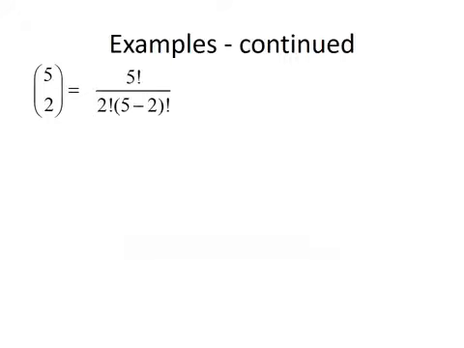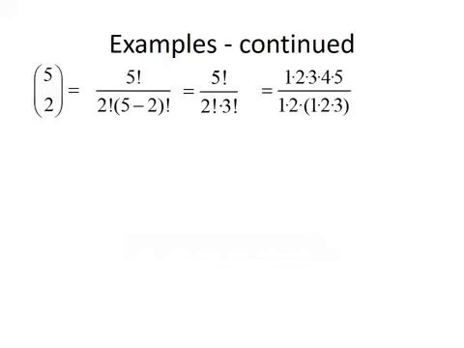Since we're trying to evaluate 5 choose 2, we're going to plug 5 into the formula for n and 2 into the formula for j, which gives us 5 factorial divided by 2 factorial times (5 minus 2) factorial. If we simplify, that'll be 5 factorial divided by 2 factorial times 3 factorial. If we write out the factorials, we'll have 1 times 2 times 3 times 4 times 5 divided by 1 times 2 times 1 times 2 times 3.